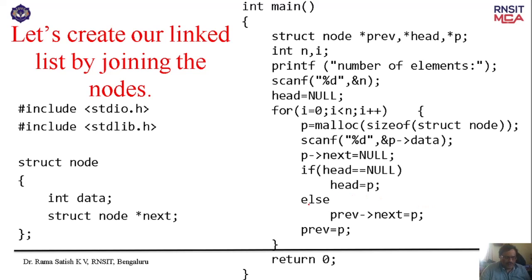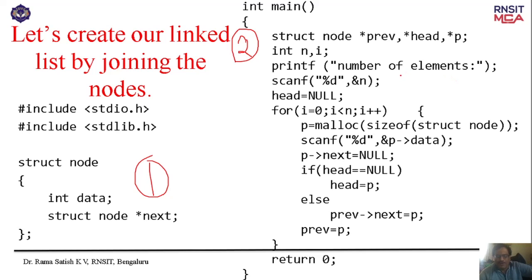So what do you do? The first step, I have already said, is to create the structure. The second step is to declare the required head node, previous node, and pointer p, and i is some integer variable that will be used in the program, and n is to understand how many nodes you want.